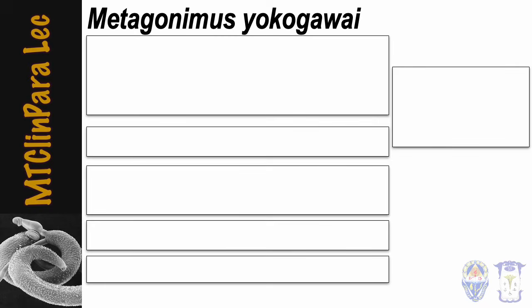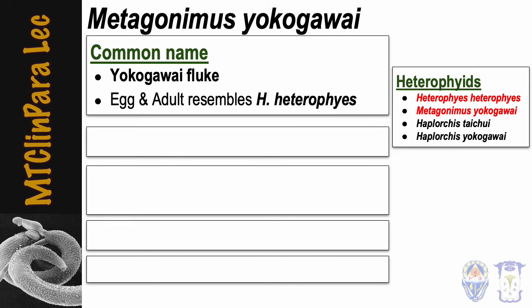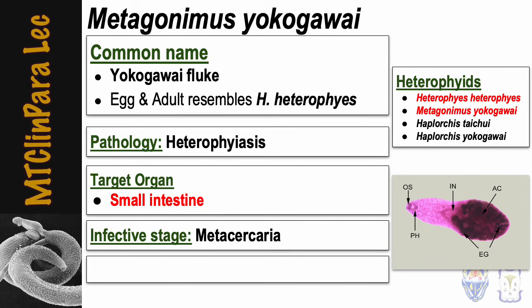The next one is Metagonimus yokogawai. This is still under the heterophyid family. The common name for Metagonimus yokogawai is the Yokogawa fluke, and the egg and adult of this particular parasite resemble Heterophyes. For the pathology, this is still heterophyiasis, and the target organ is still the small intestine. In terms of the infective stage, metacercaria is still the infective stage, and the diagnostic stage is still embryonated egg.